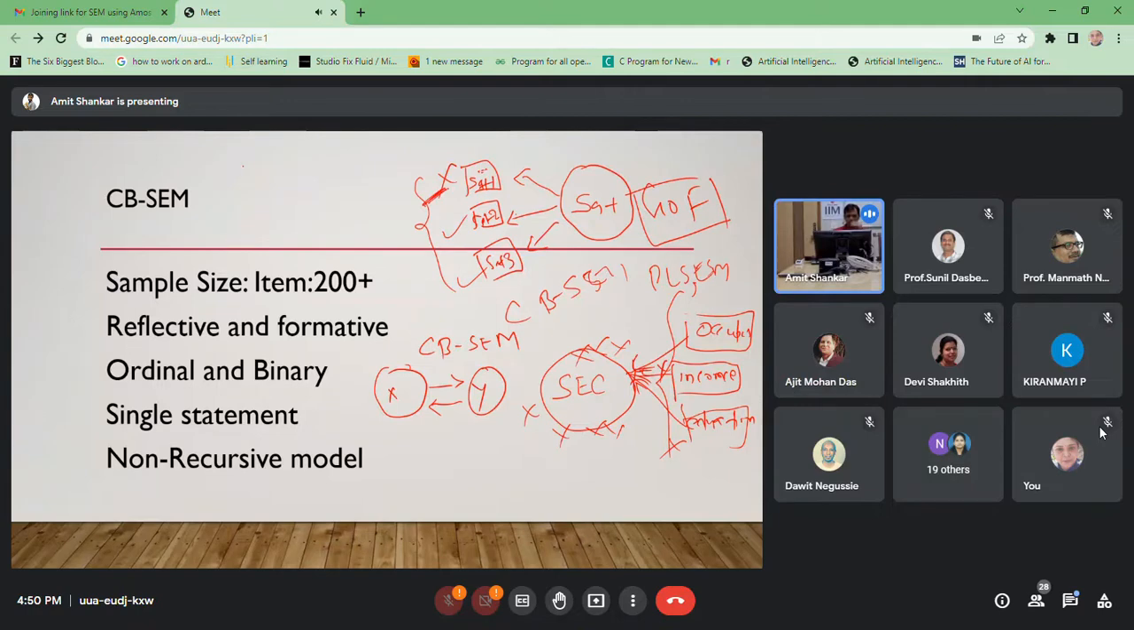The very simple difference. What CB-SEM is saying: if you have two input variables x1, x2, and you have one output variable called y, and you have this type of relationship, CB-SEM says that these two should covary. All input variables should covary, and then they will check, because we want to create a model.